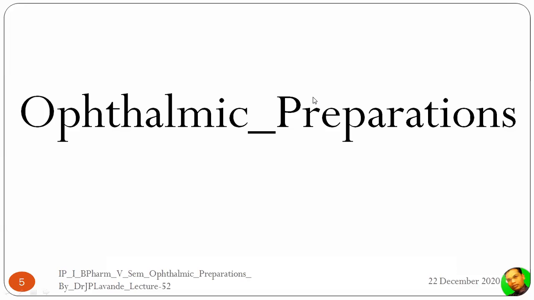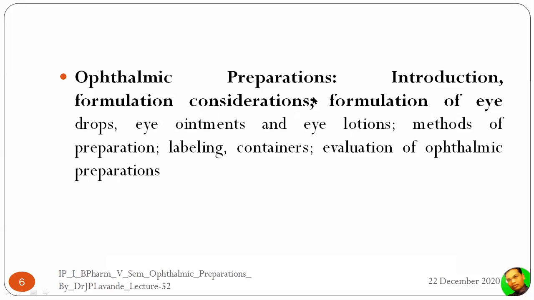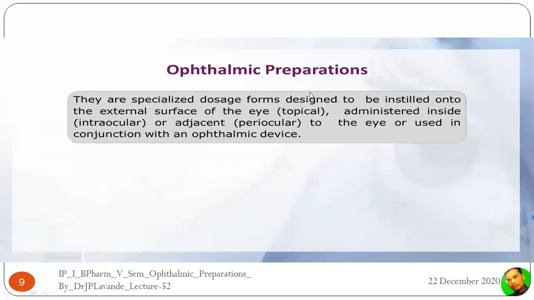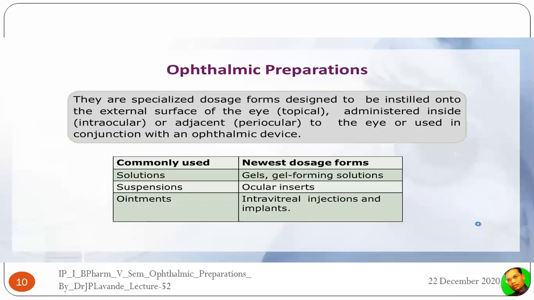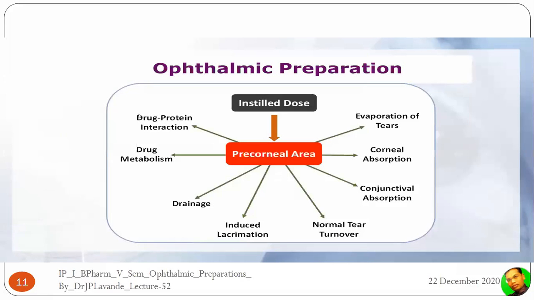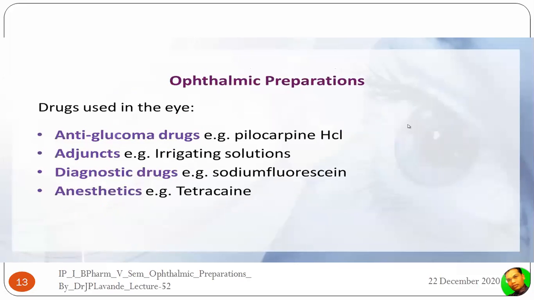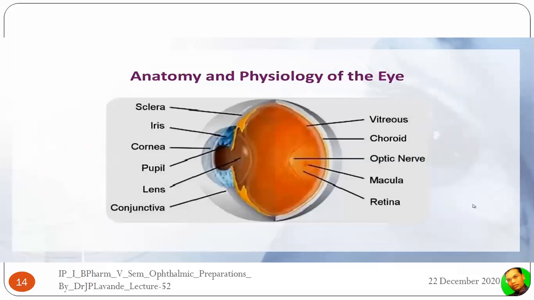Dear students, we are on to the ophthalmic preparations, and while studying this in our yesterday's lecture, we had gone through what the ophthalmics are, what the commonly used and the newly used dosage forms are, and what will happen to the instilled dose in the eyes. We also covered the different ophthalmic preparations: mydriatics, myotics, cycloplegics, anti-inflammatories, anti-infectives, anti-glaucoma drugs, adjuncts, diagnostic drugs, and the anesthetics.